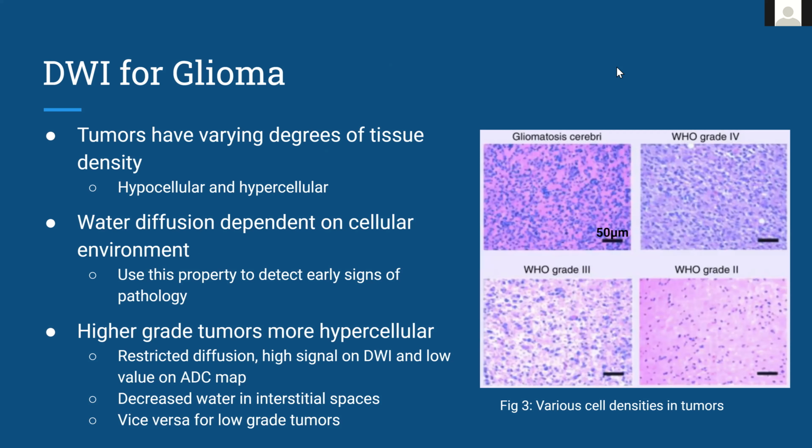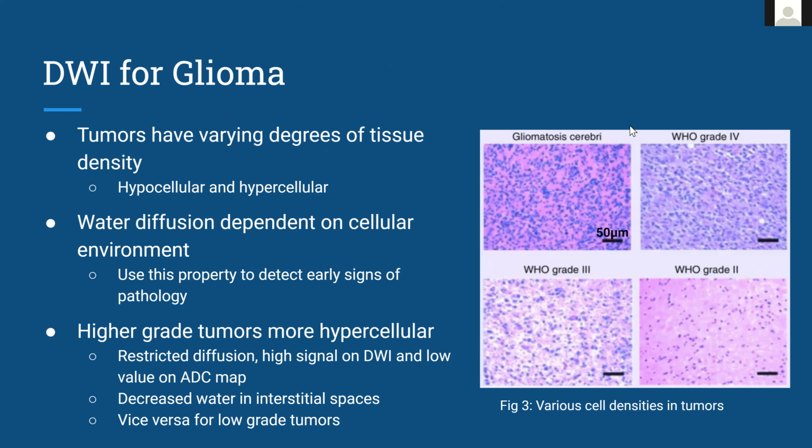As we know, tumors have varying degrees of tissue density. They could be hypocellular or hypercellular. And so we can take advantage of this subtlety to detect early signs of pathology. On the right, we see that there are different grades of tumors. The higher the grade, the more dense the tumor is. This means that there will be decreased water in the interstitial spaces and therefore restricted diffusion.